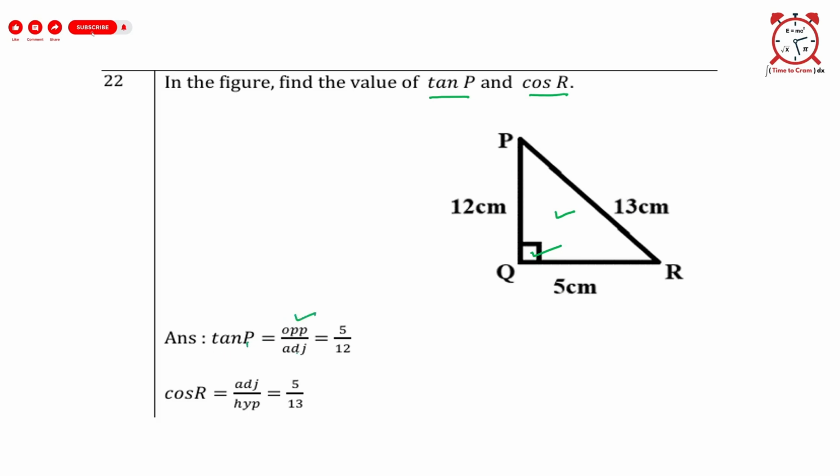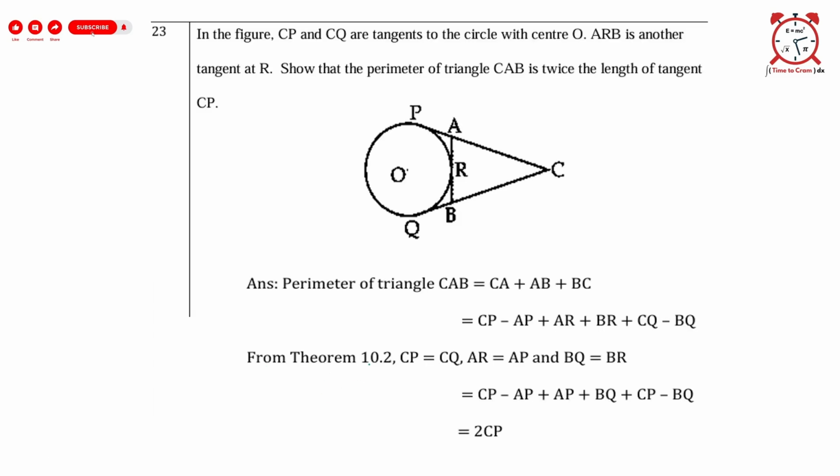Tangent P equal to opposite upon adjacent. So as per the tangent P, opposite is 5 and adjacent is 12. So this is our first answer. Now cos R, as we discussed: tan P we took here, and cos R is here. So adjacent upon hypotenuse. Adjacent is 5 again and hypotenuse is 13. So this is our answer. Okay, let us go ahead. Question number 23. This is a very important, little difficult question to solve.